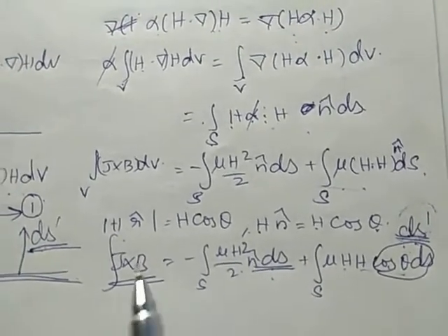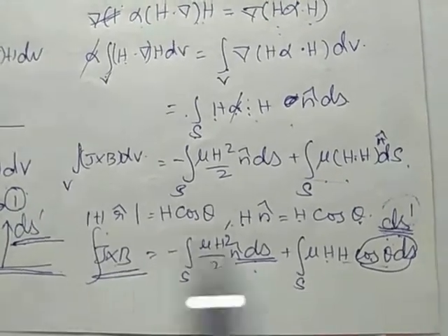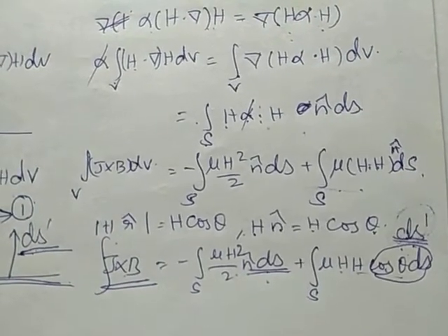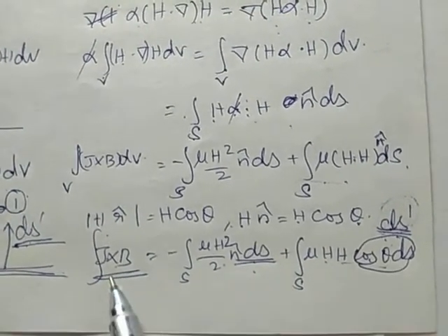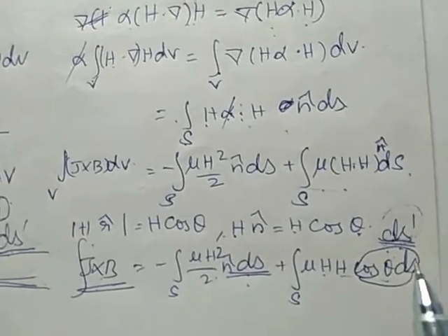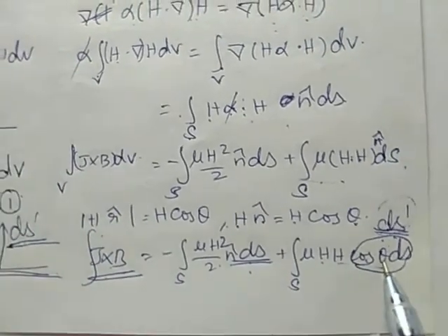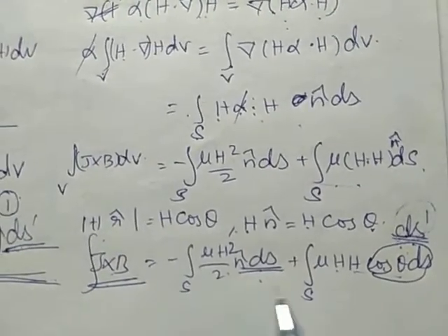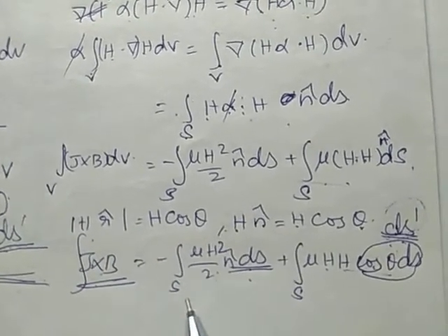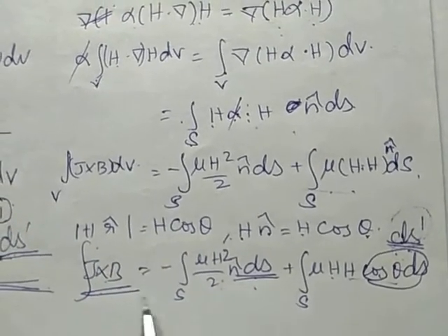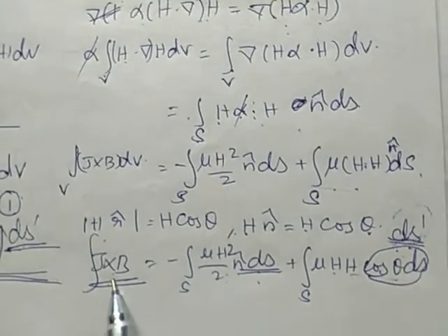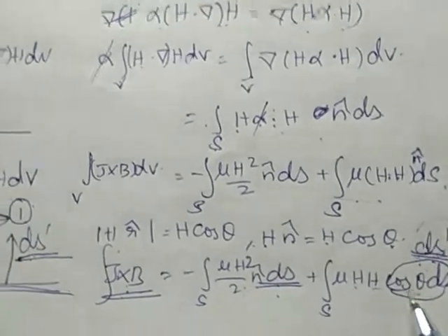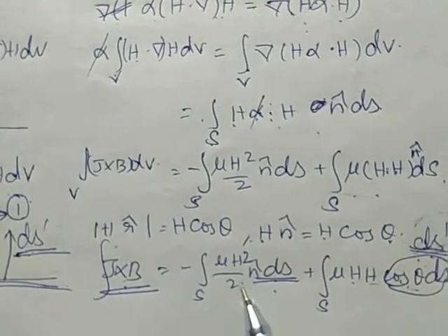That's what we have to prove. We have to prove that the Lorentz force is the sum of surface forces in the direction of the magnetic field line and in the direction normal to the magnetic field line. That's what we have to prove.